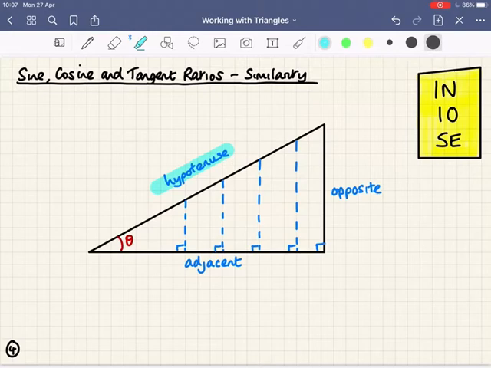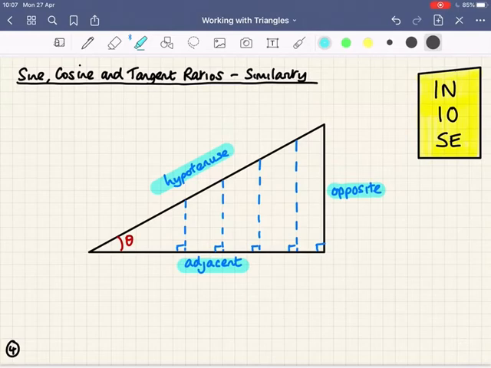The opposite side of the triangle is always the side opposite to where the angle resides. So the angle down here is in the bottom left-hand corner. So the opposite side is going to be the side which effectively doesn't touch the angle at all. It's on the opposite side of the triangle. And the adjacent side, the word adjacent means next to, is the side that forms the angle with the hypotenuse. It's adjacent, it's touching, it's next to.